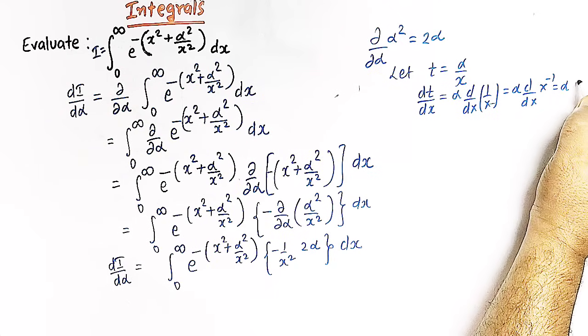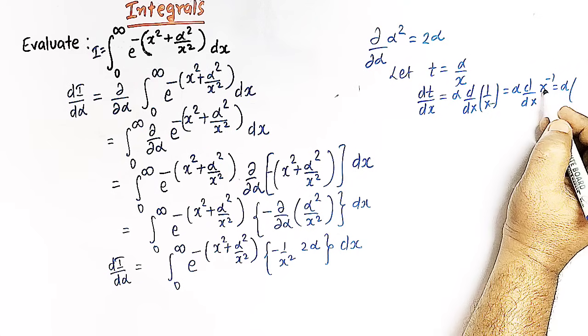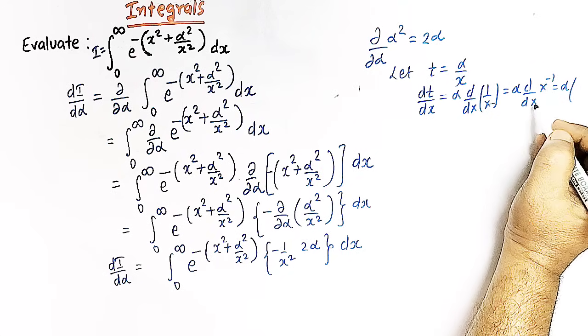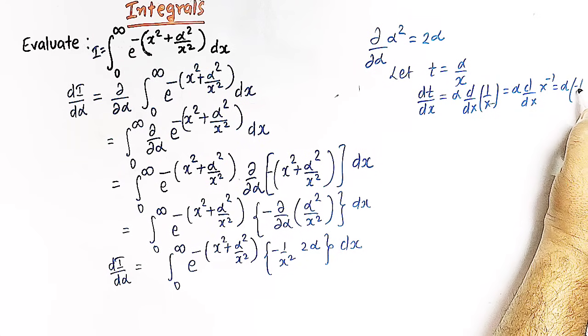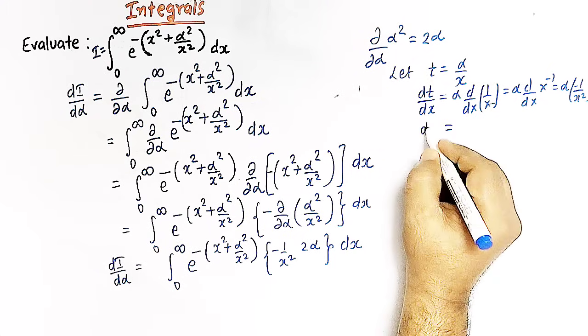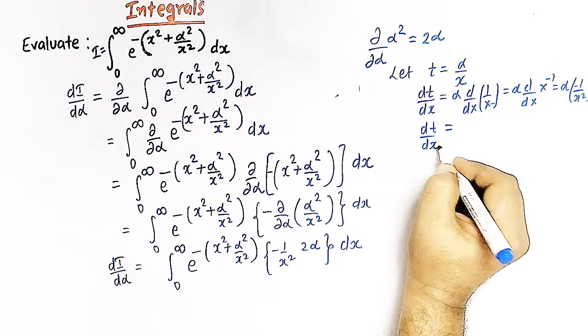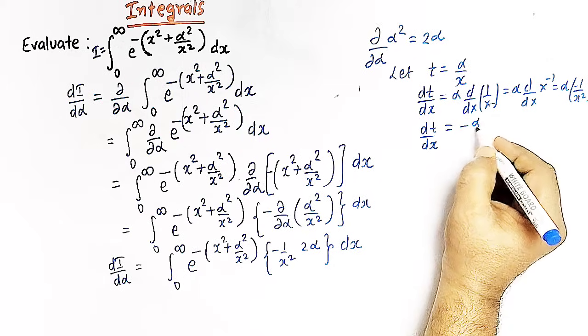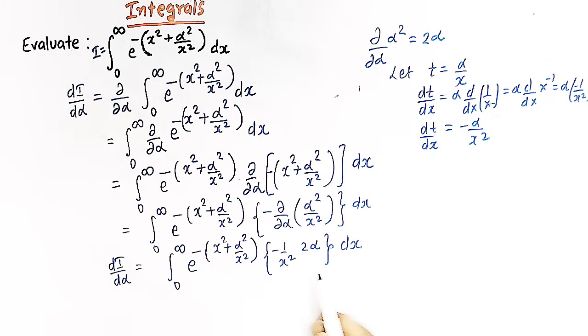So we have alpha, and the derivative of x raised to minus 1 with respect to x is minus 1 over x square. So here we have dt over dx equal to minus alpha over x square, and here we can see that we have alpha over x square, right? So now let us transform this integral in terms of t.